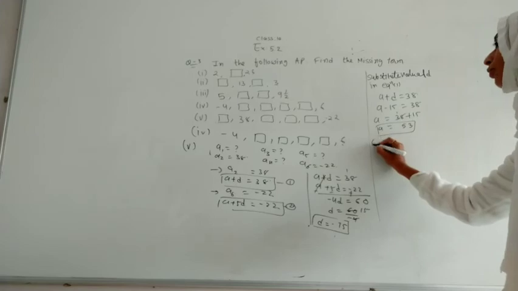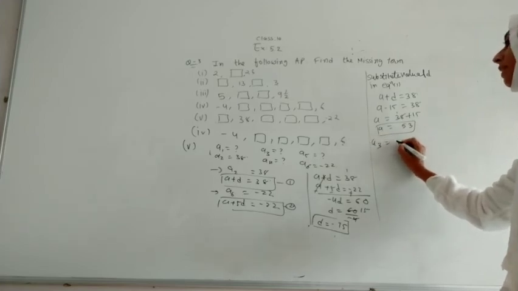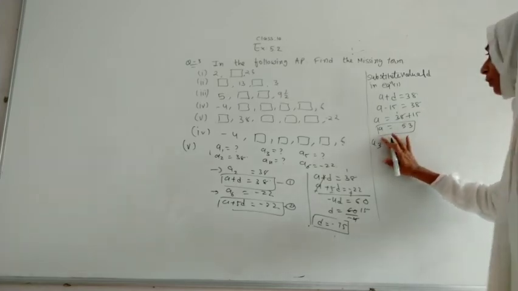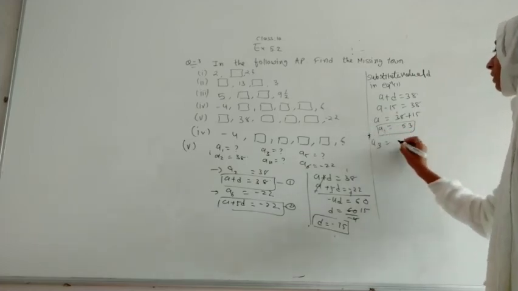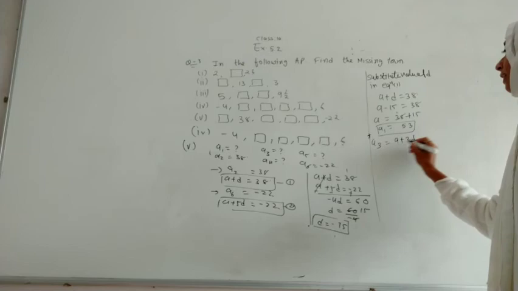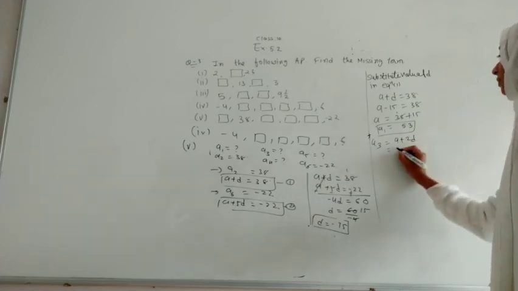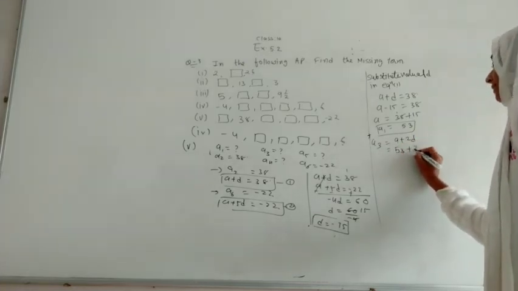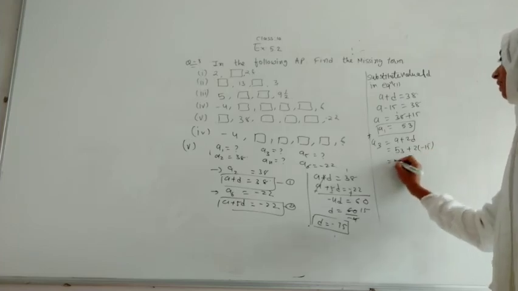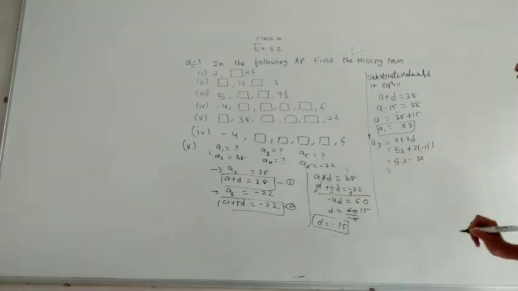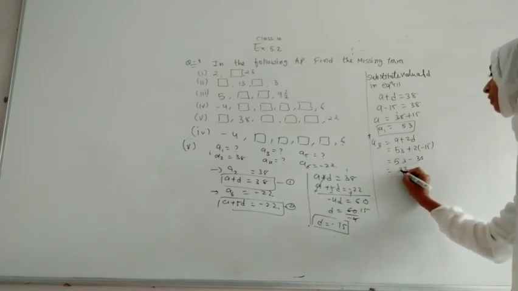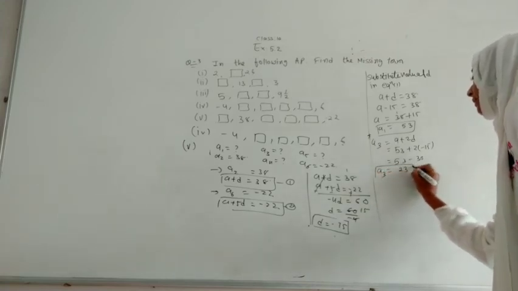So now we have to find a3. Because a is a1, that we have found. So a3 we are finding. a plus 2d. a kitna hoga? So that will be 53. 2 as it is, and d we got as minus 15. 53 plus minus will make minus, and 15 twos will make 30. So it will become 23.